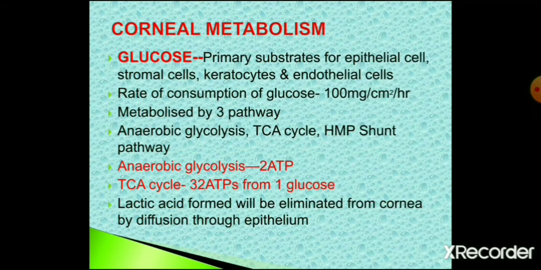Anaerobic glycolysis produces two molecules of ATP. In the TCA cycle, 1 molecule of glucose will produce 32 molecules of ATP. The lactic acid formed will be eliminated from the cornea by diffusion through the epithelium. So whenever there is anaerobic glycolysis, lactic acid will be produced, and that will be eliminated from the cornea by diffusion through the epithelium.